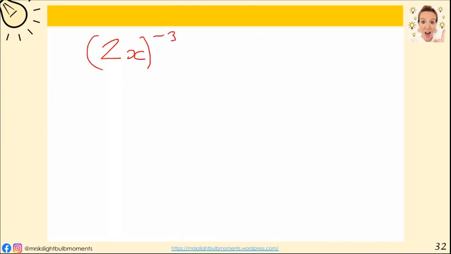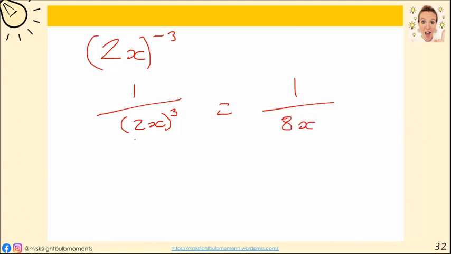So this time we start with our power, but it relates to the whole expression. So we've got 1 over all of this, 2x to the power of 3. Then we can simplify a bit. 1 over, and our normal coefficient, the 2, we treat normally, 2 cubed is 8. X cubed is x cubed, which is why we end up with 1 over 8x cubed.